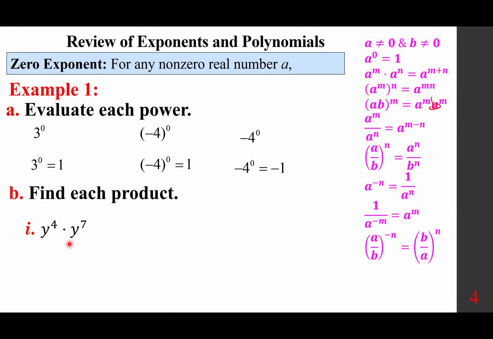Y to the power of 4 times y to the power of 7, using the product rule. Add 4 and 7. We get y to the power of 11.